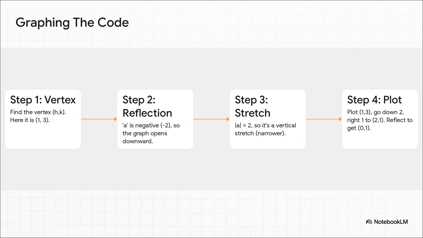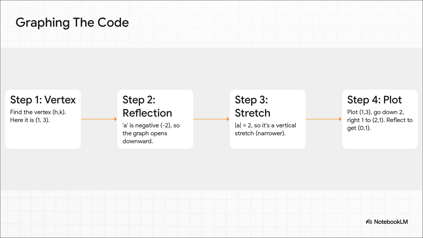Step 1. Find the vertex. We just grab our h and k. The vertex is at (1, 3). Done. Step 2. Check A. It's -2. That negative sign screams at us. This thing opens downward. Got it. Step 3. Look at the size of A. It's 2, which is bigger than 1, so we're looking at a vertical stretch. It's going to be a skinny V.